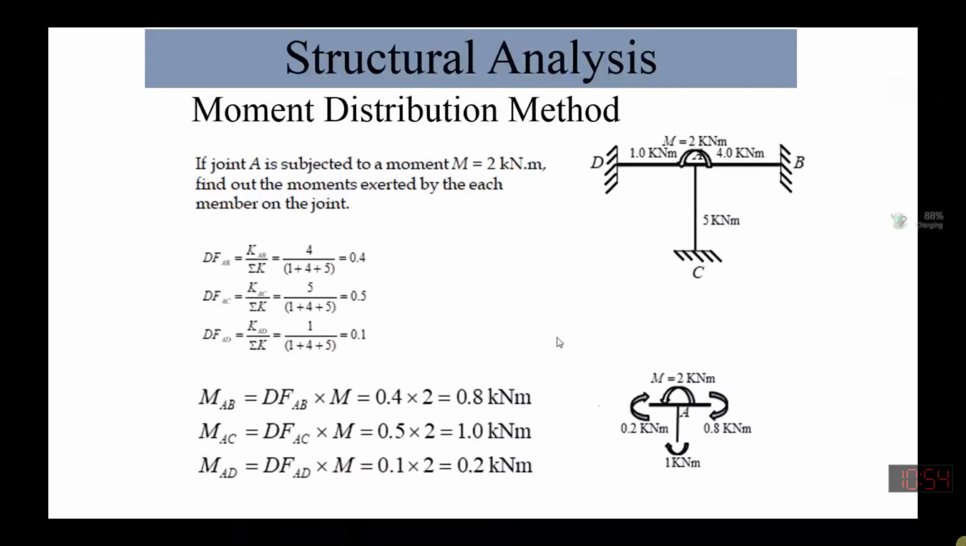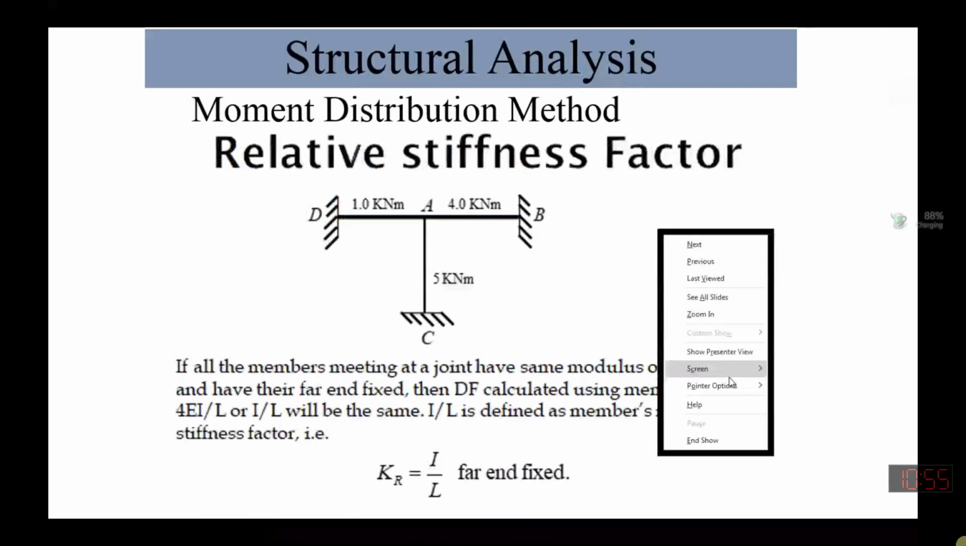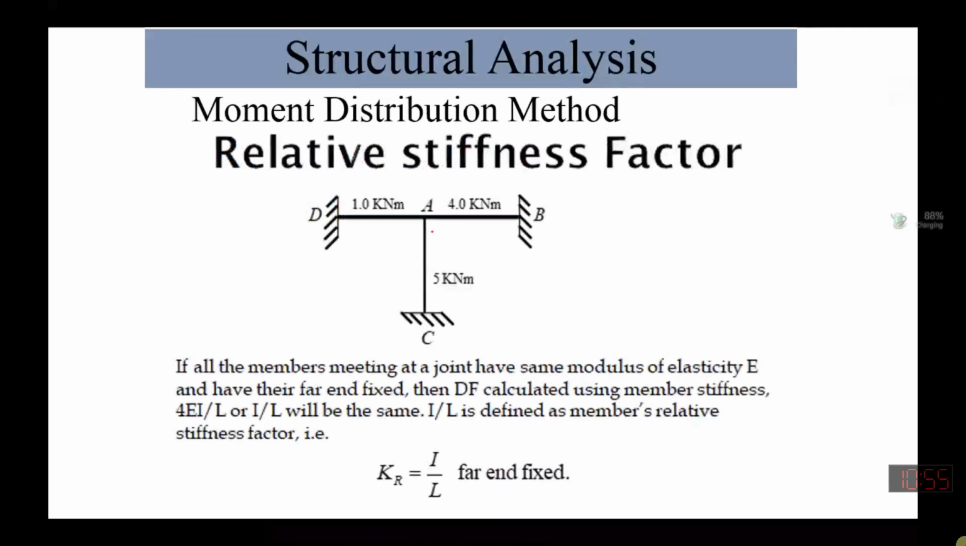Then comes the relative stiffness factor. This is basically the stiffness factor relative to the other members. If all the members are connected in one joint and the far end of the members is fixed, then the relative stiffness factor is I over L, provided that the modulus of elasticity E is the same for all the members. So 4EI over L will remain as I over L.